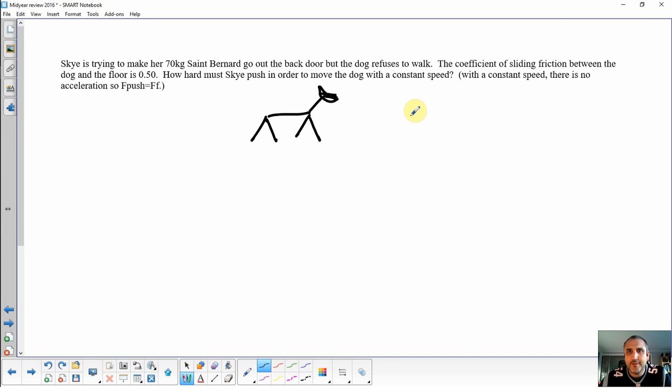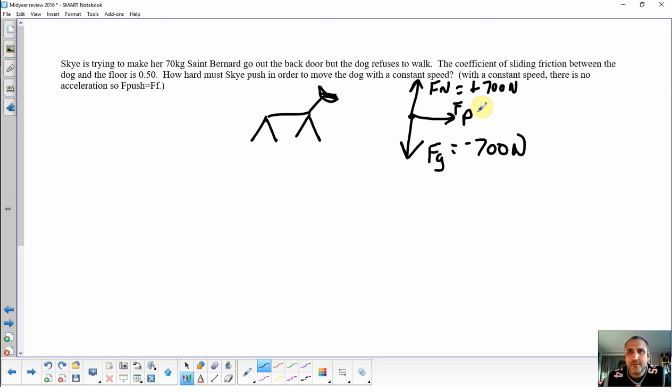Free body of dog. 70 kilograms, so Fg must be negative 700 newtons. Normal force must be positive 700 newtons. We are trying to figure out how big Fp must be. If we're going to move it with a constant speed, the Fp to the right has to equal the Ff to the left. And the Ff equals mu Fn. Well, let's see if we have enough here to figure out what the friction is, because if we can figure out the friction, then we can figure out the push.